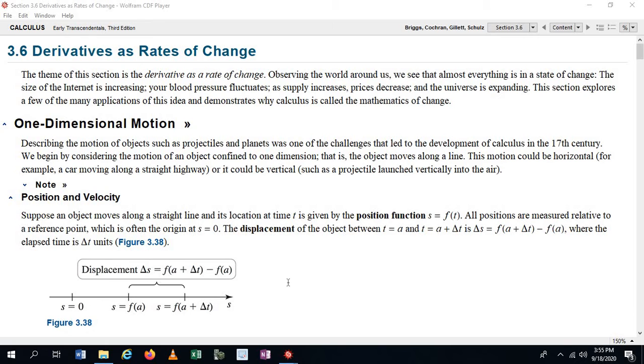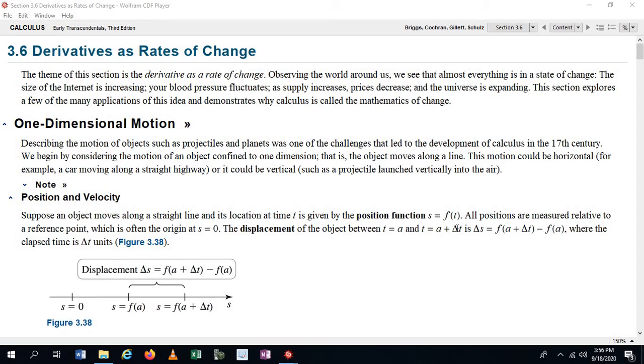Now, the first example we're going to look at is a case where we have an object in one-dimensional motion. This could be an object that's moving up and down in a vertical direction, or it could be an object that's moving left to right horizontally. So let's say we have an object that's moving horizontally. We can describe the position of that object with a number line that is oriented in the horizontal direction.